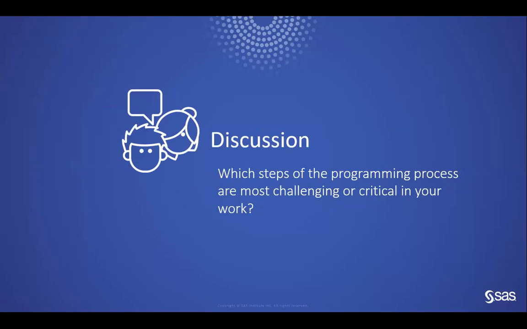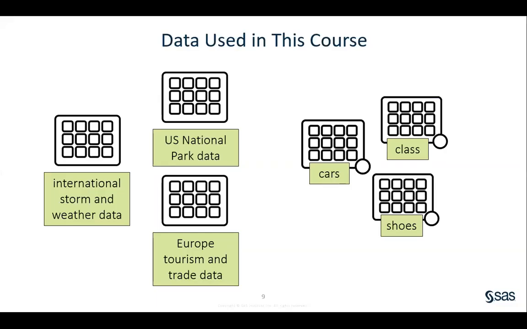It's irrespective of the area of work experience which you have had earlier. For those who are already working in data analysis, this question stands. Okay, fine. So what data will we be using? Of course, along with your international storm data, we are going to use data for US National Parks, Europe tour and trade data, cars, class, and shoes data also. These are some of the data files which we are going to access throughout your programming learning for this course.